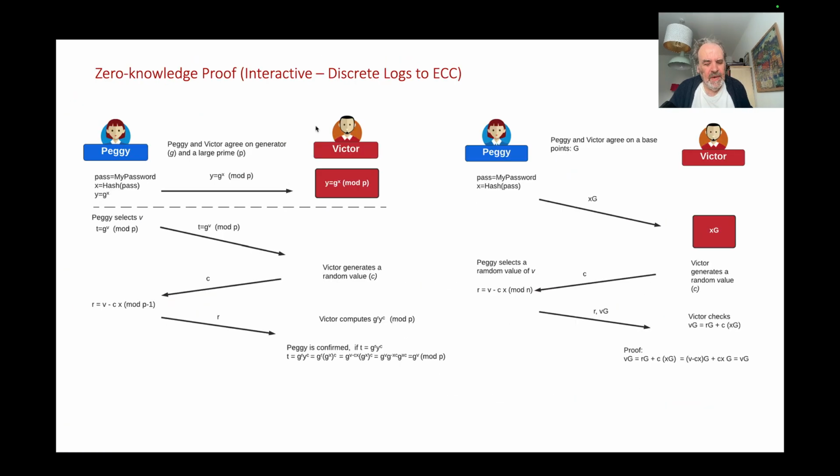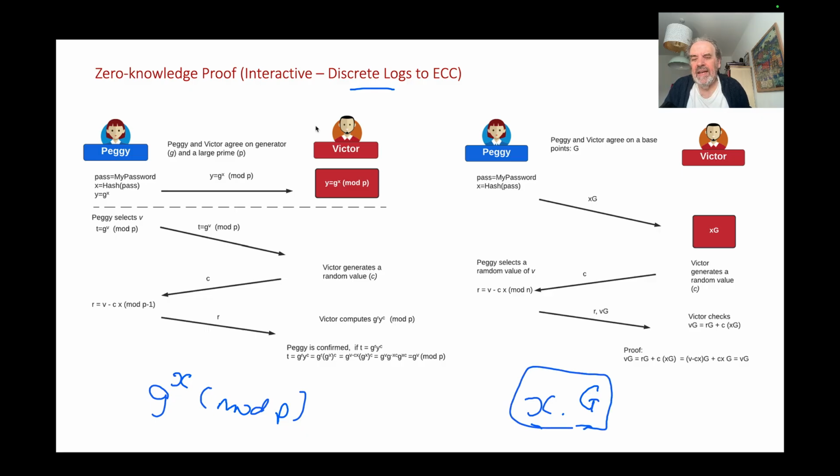So let's look at how we convert from discrete logs into elliptic curve cryptography. In discrete logs, we have the form of g to the power of x mod p, but in elliptic curve cryptography, we will have a value of xg, where we multiply a scalar value x by the base point g. So we define that as xg, and it's basically taking the base point g and adding it x times.